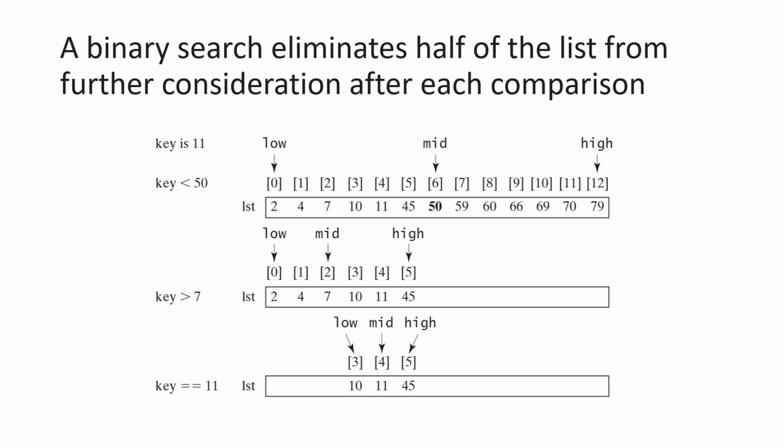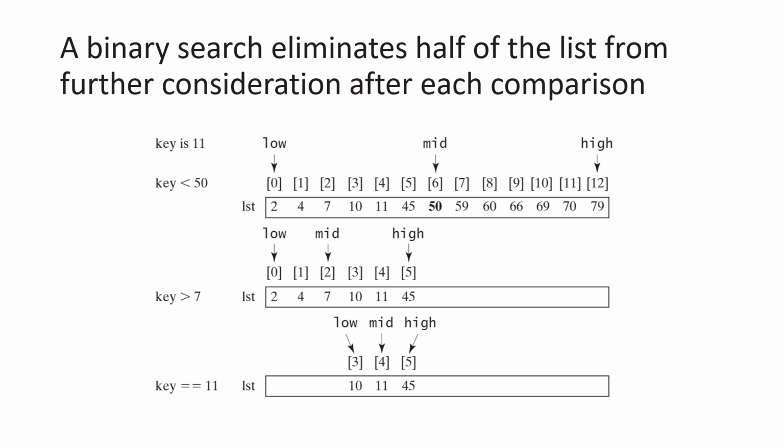So the key is 11. First we have to divide the entire list into two equal parts, so for that we have to find the mid element. The mid index is 6, and the mid element at that index is 50. For example, the search key value is 11. So 11 is less than the mid element 50, so the element must be in the first part. So we only have to search the first half.